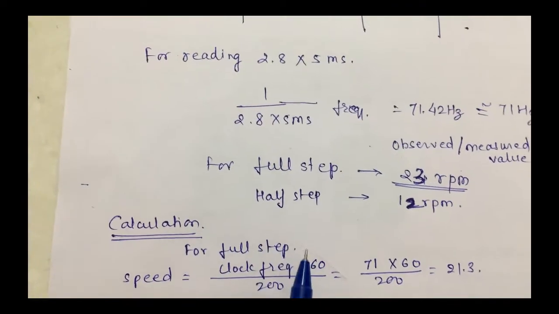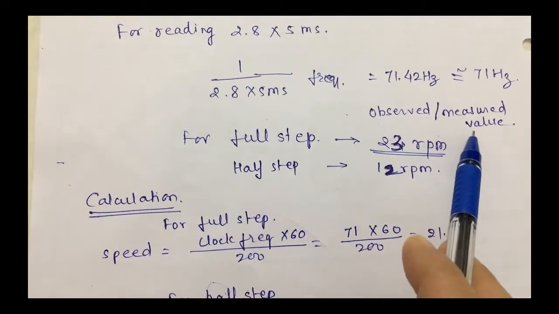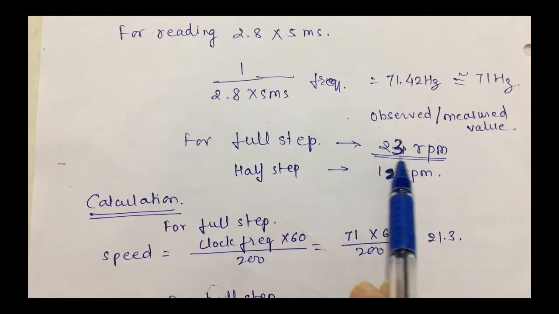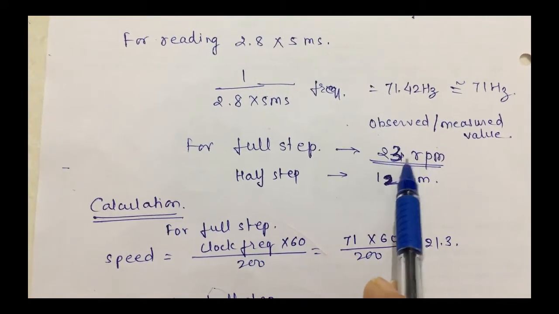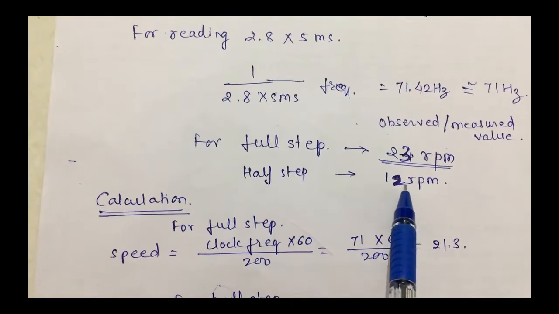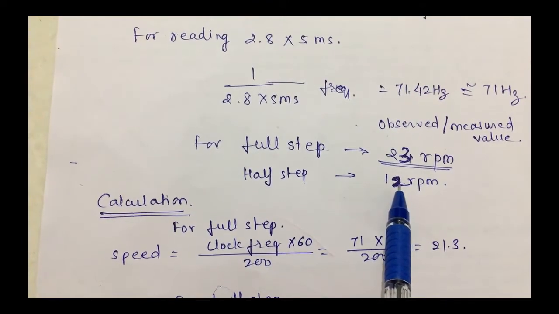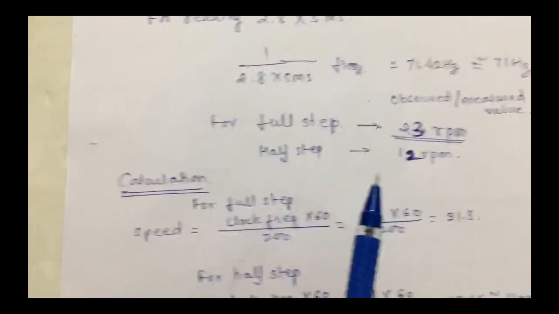For full step mode of operation, the practical value that we observed, when we counted the rotation, we got near about 23 RPM. And for half step mode of operation, we have counted 12 RPM. So these are our practical or observed values.